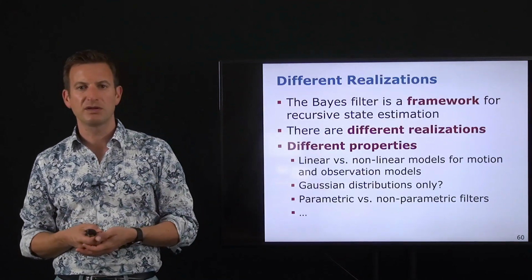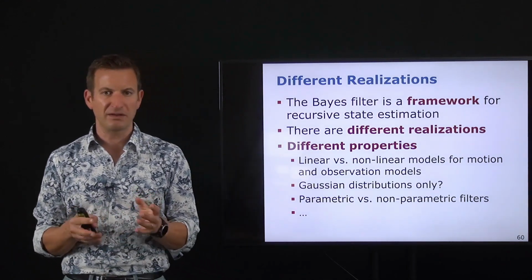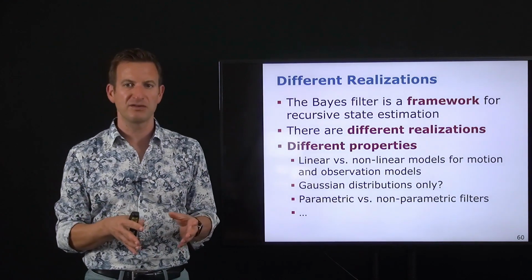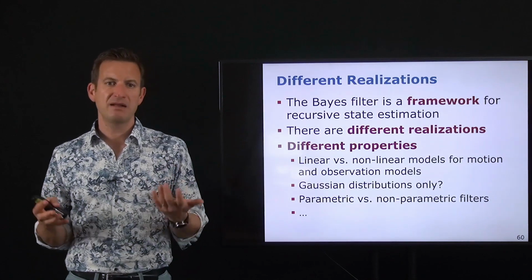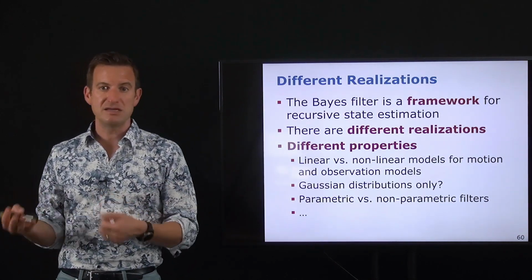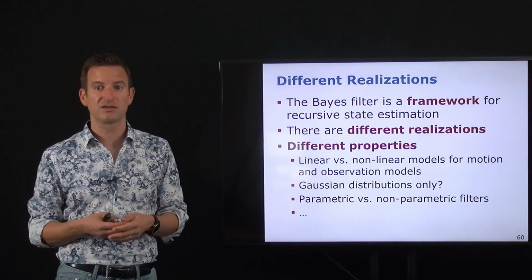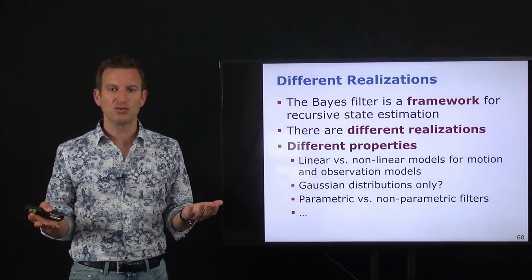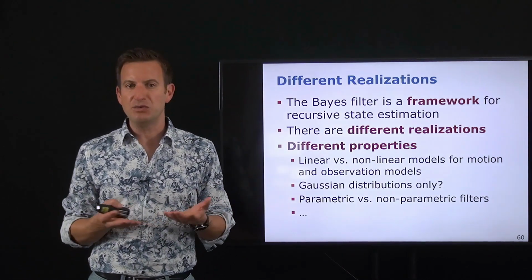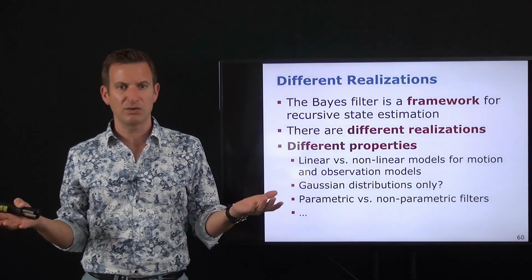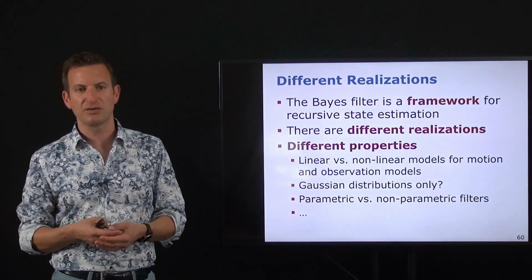So the important thing to note here is that there's a large number of different realizations of this Bayes filter. The Bayes filter is just a framework for recursive state estimation, and there are different realizations out there, which depend on the assumptions that you make. Again, linear versus nonlinear models, for example, for describing the motion or for describing the observations. Can we assume Gaussian distributions, or do we want to represent arbitrary distributions? Do we need to be able to handle uniform distributions, for example, initially when we don't know in which state the system is in? That's something which is tricky to do with a Gaussian distribution.